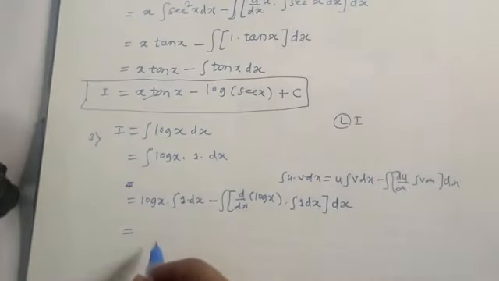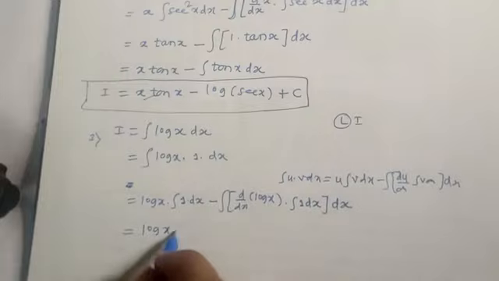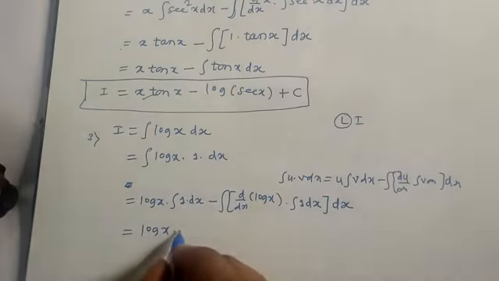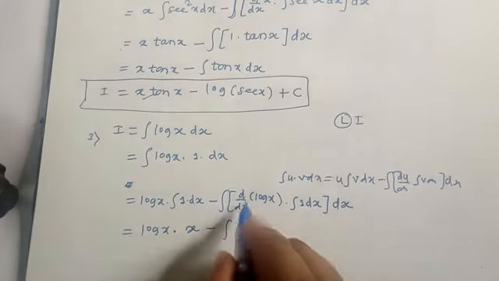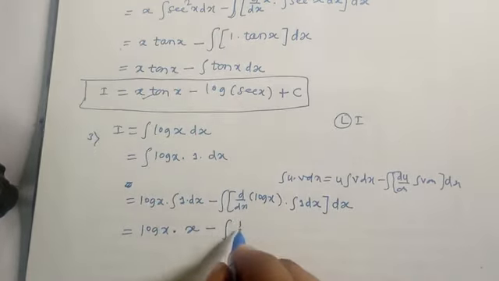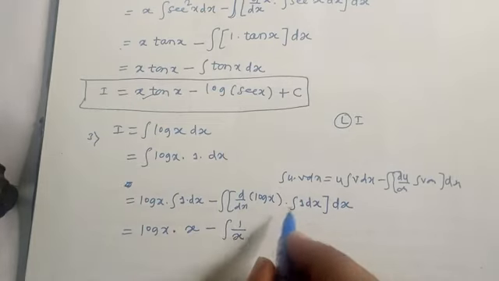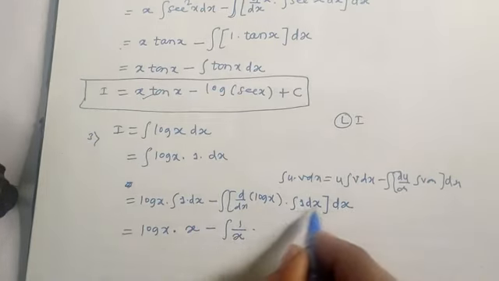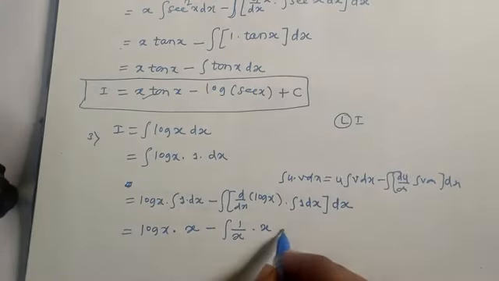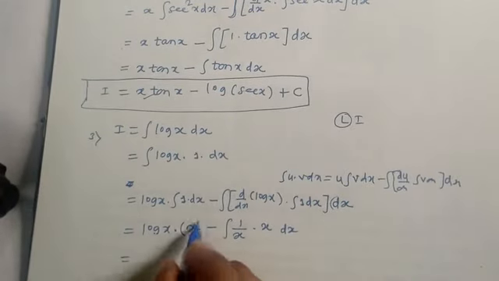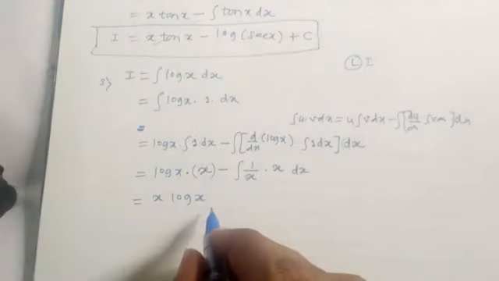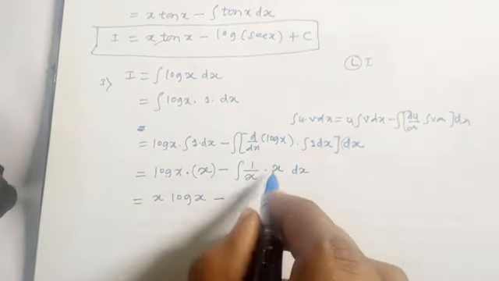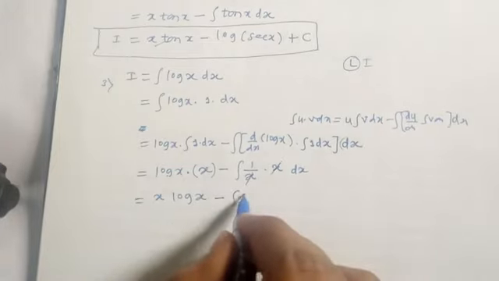Okay, so that is equal to log x into the integration of 1 dx, and we know that the integration of 1 is x, minus the integration of the derivative of log x, and we know that the derivative of log x is 1 upon x, also into the integration of 1 dx, and the integration of 1 dx is x. Okay, and this dx remains. So that is equal to log x into x, that is x log x.